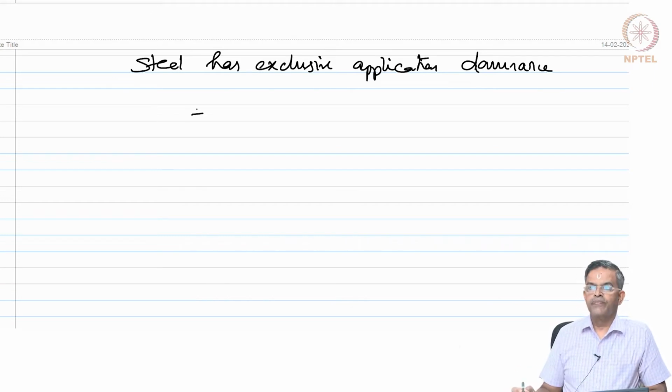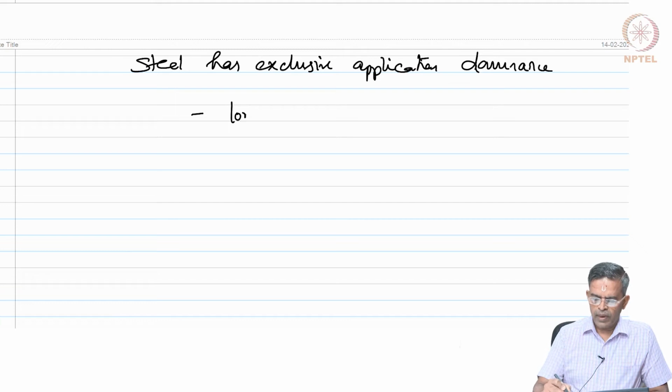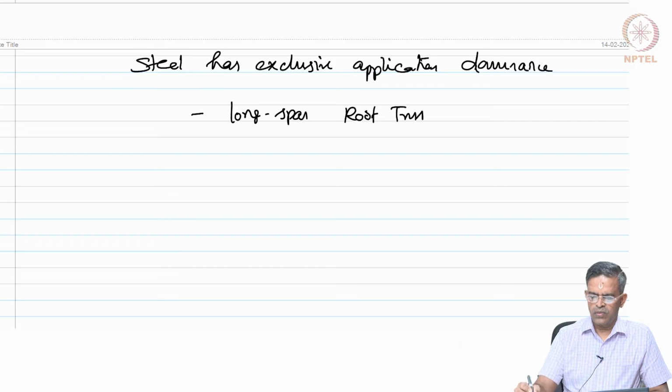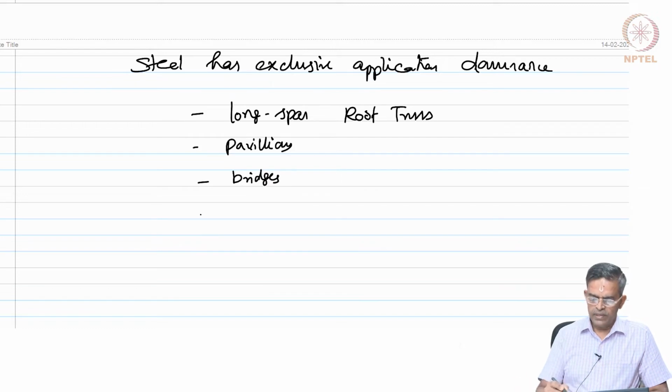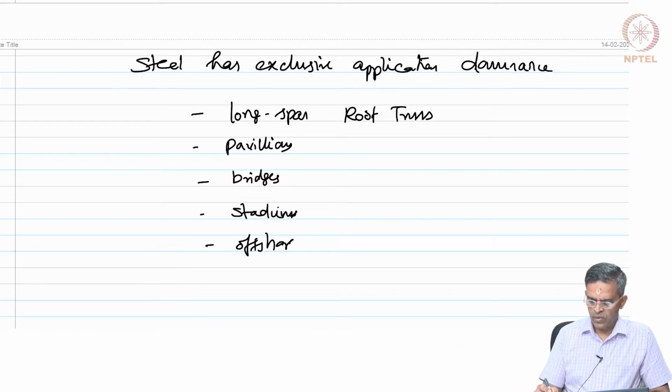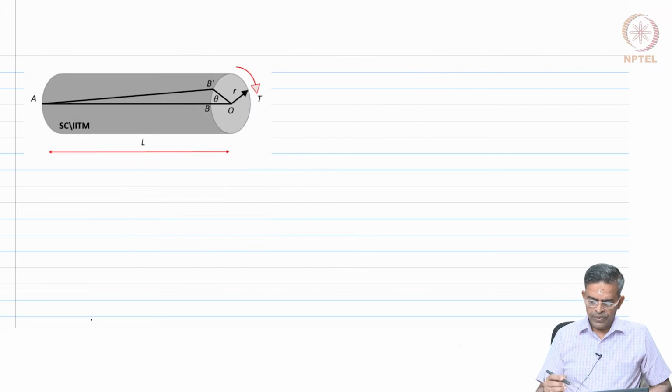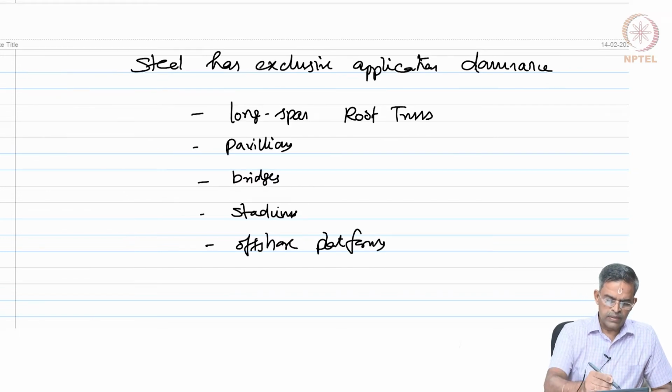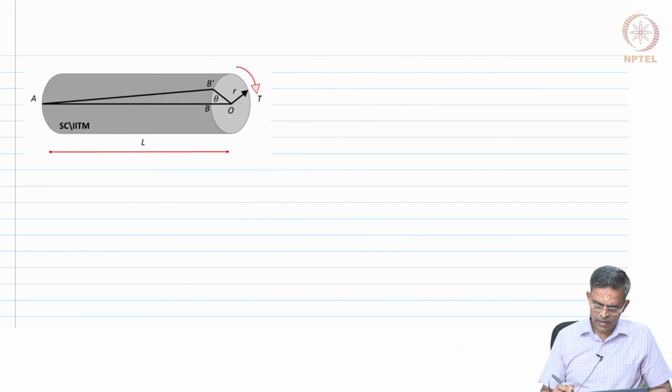In certain areas like long span roof trusses, pavilions, cable stayed bridges, stadiums, and of course offshore platforms, steel has got very exclusive advantages. Okay, we have seen them in repeated lectures.